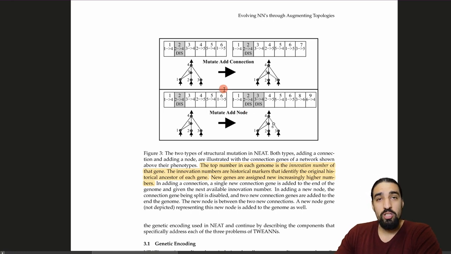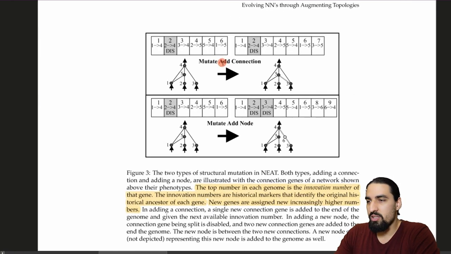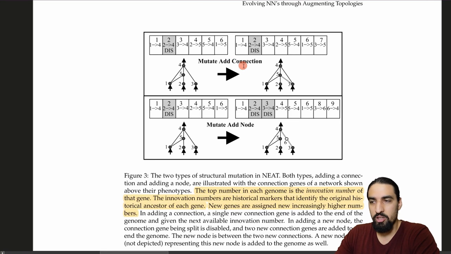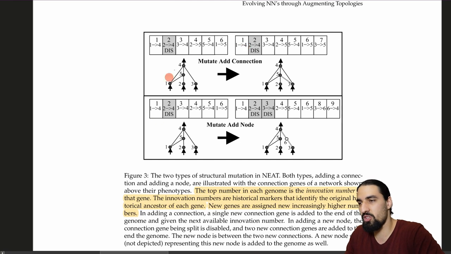There are two types of mutations we can imagine here. One is adding a connection, and the other one is adding a node. Let's focus on the first one, adding a connection. You can see here that we add this connection between nodes three and five. Starting from this genotype here, after we added the connection between three and five with the historical marking seven, or innovation number as it's also called, we end up with this novel genome here.